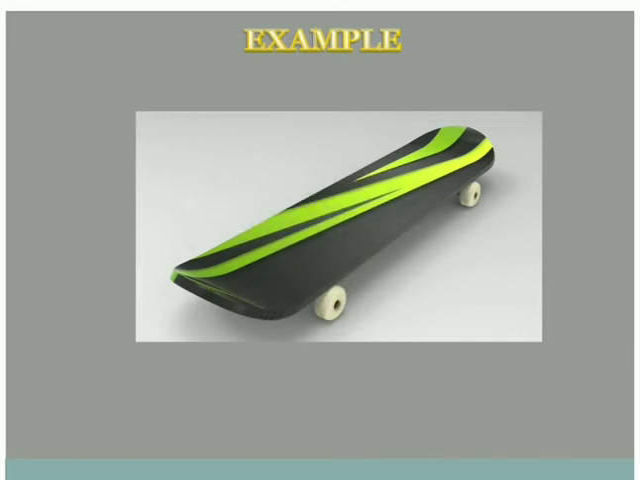Now the best practical example for this roller support, you all must have seen this, many of you must have used it. It's a skating board, right? Skating board permits you to move horizontally. Skating board permits you to rotate also, but does it permit you to come up? No. Why? Roller supports offer resistance against vertical translation. So this is an example for the roller support.